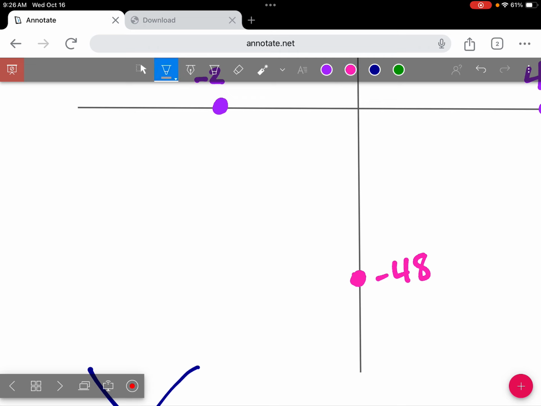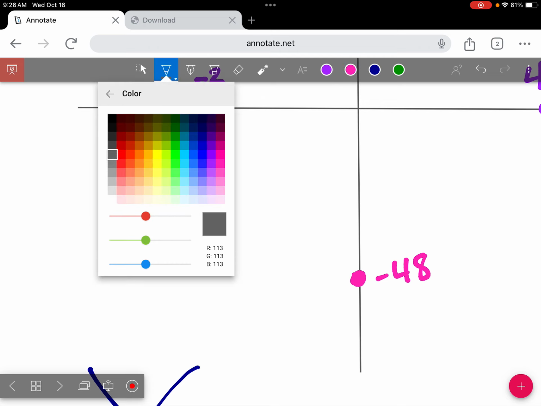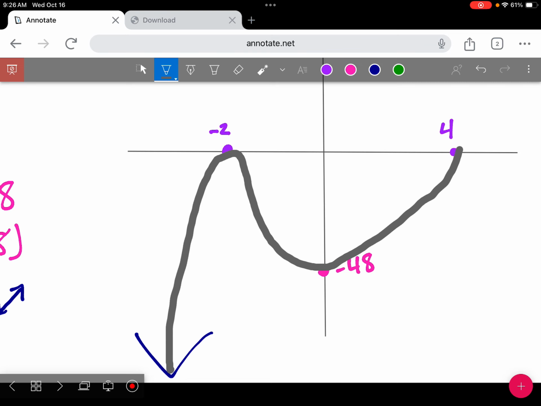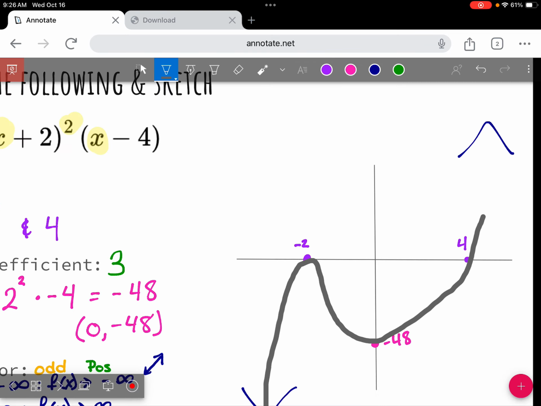So when we connect these up, changing my color real quick. There we go. I tend to start at the left and go to the right, just because, again, that's how we read graphs. So I'm going to come up here. I'm going to bounce off that -2. I'm going to go through my -48. I'm going to come up through my 4, all the way up to my other arrow.